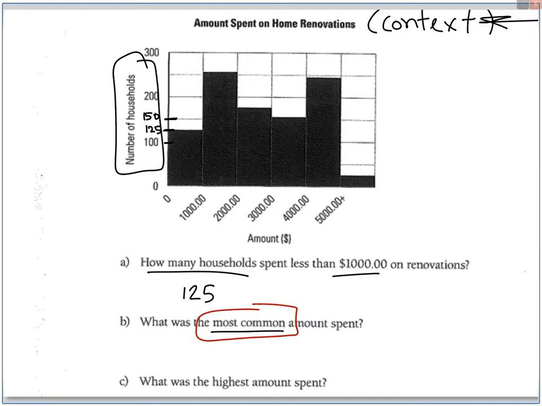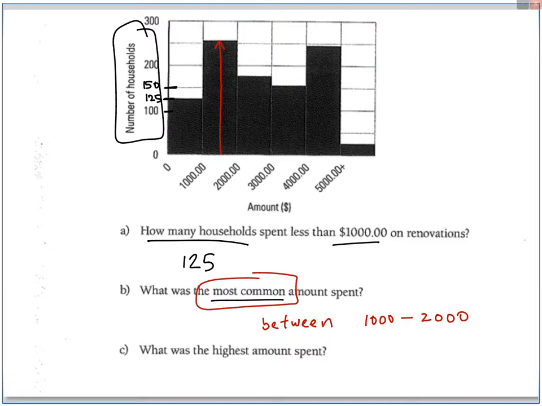So now here, which category has the most hits? The most frequency. So we're looking for the biggest bar. So this is the biggest bar. So the most common would be, and remember it's continuous data, so we're between 1,000 and 2,000. That's the most common.